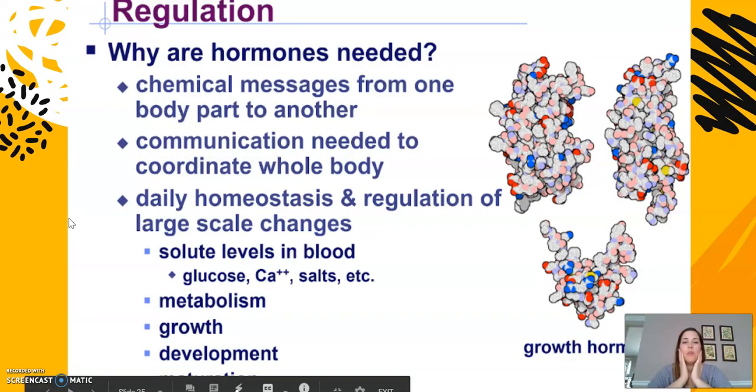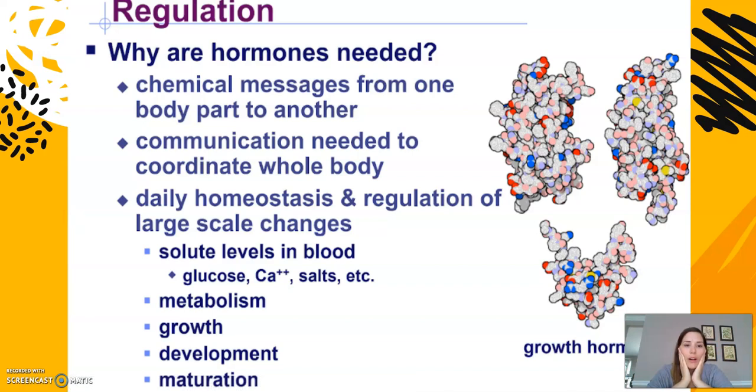We need to know why hormones are needed. They are chemical messengers from one part of the body to another. They communicate needed information. They help coordinate the whole body, the whole process of homeostasis: daily homeostasis and regulation of large-scale changes. So for example, regulating glucose levels, calcium levels, salt levels in the blood, metabolism, growth, development, and reproduction.